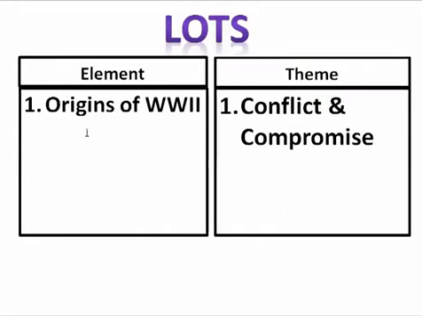Let's look at the element here. Origins of World War II. What caused World War II to happen? Why did it happen? Why did the United States enter? That's what we want to look at. Conflict and compromise is the theme. And again, we want to talk about how the United States got involved in World War II and how World War II started itself over in Europe.